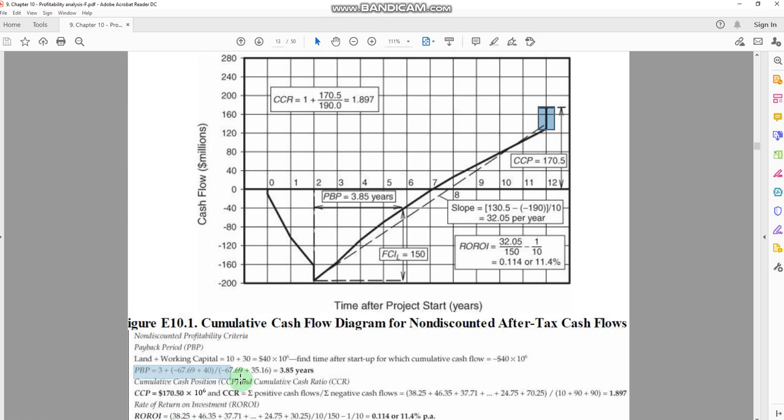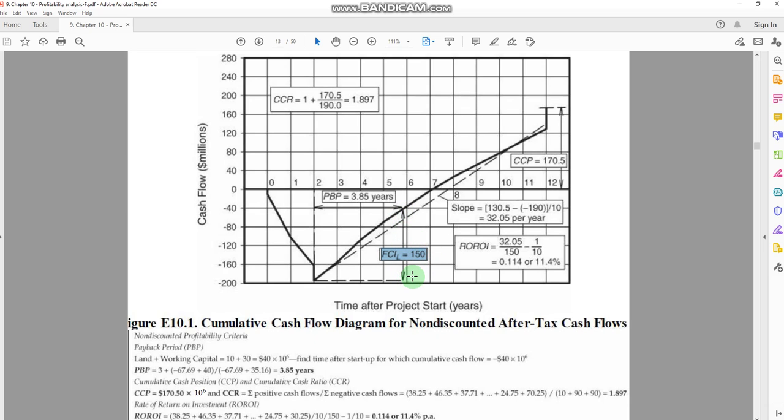Then for the rest, we have to see how we can get the value for the payback period. From this graph, you can see that the payback period is 3.85 years. The project starts running from year 2, and then we have to see how much money we have recovered of the $150 million fixed capital investment. From there we get the payback period, which comes out to be 3.85, in which we have recovered $150 million.